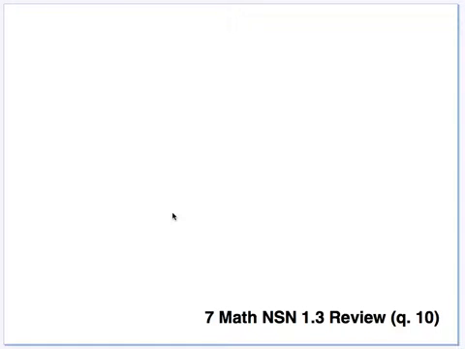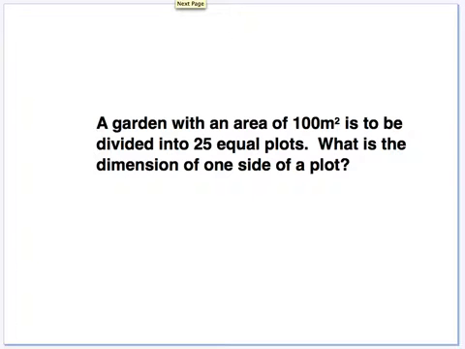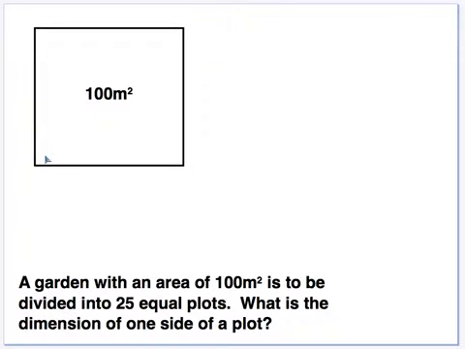Hey, grade 7's, really quick video here looking at question number 10 from 1.3. So imagine you got a question like this. A garden with an area of 100 square meters is to be divided into 25 equal plots. What is the dimension of one side of a plot? So let's take a look at this.